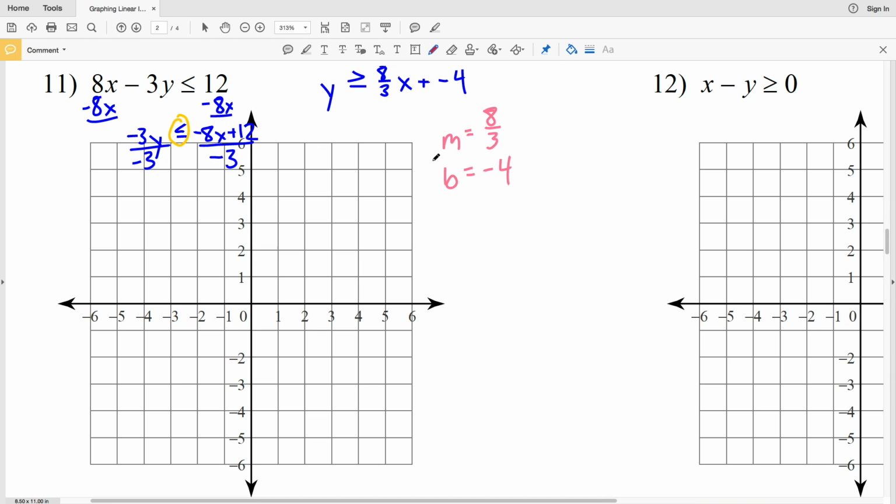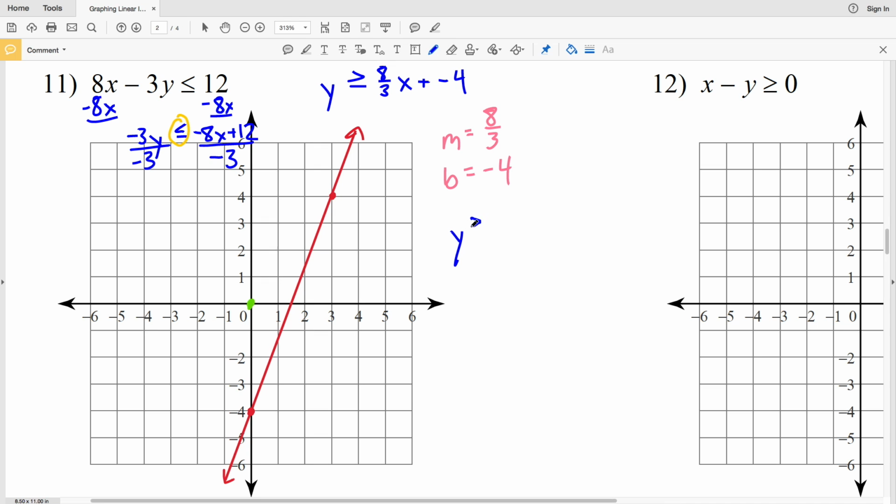So I'm going to plot (0, negative 4), and then use the slope to find my next point, going up 8 and over 3 to the point (3, 4). Now, since this is a greater than or equal to, I'm going to connect those using a solid line. And then I'm going to use a test point to figure out which region I'm going to shade. I'll use the test point (0, 0). And I'll go ahead and plug that into my new inequality.